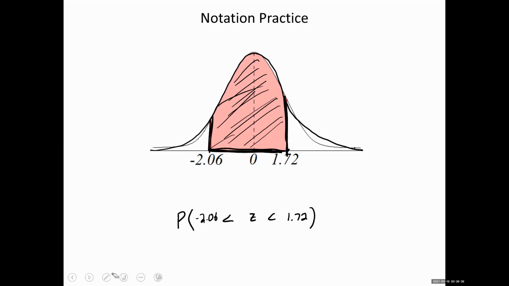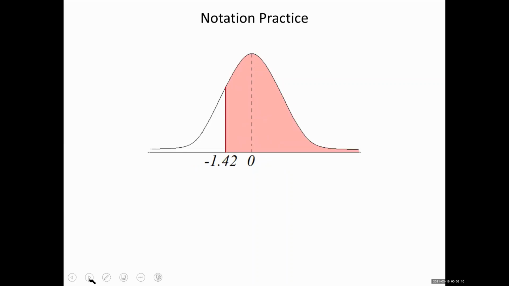Okay, so this is called notation practice. We're going to do some more of this. Here's a picture of an area. I want you to help me write the notation. Notation is very important, and when I'm grading, for example, this is a big part of it. It's also going to help us understand things, so we really have to understand the notation. There's an area there, and that area is the probability of something.